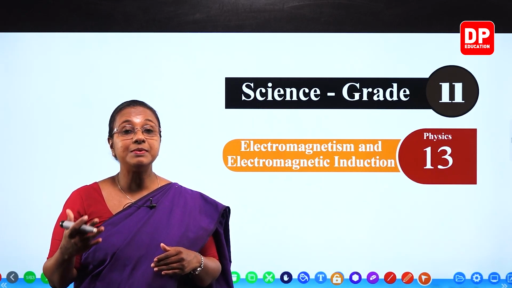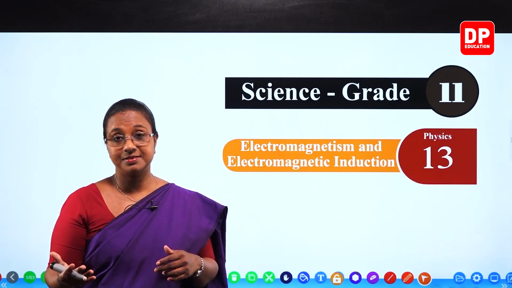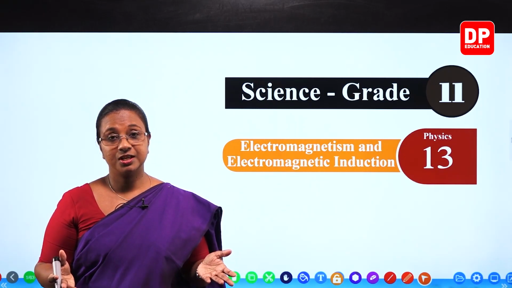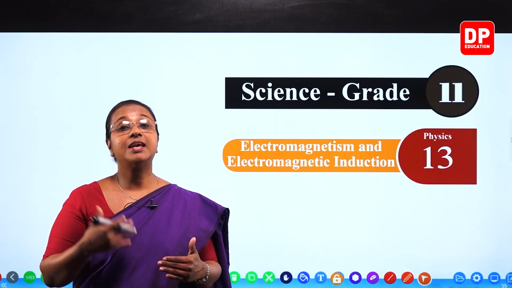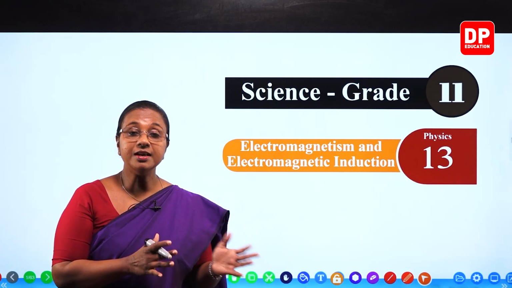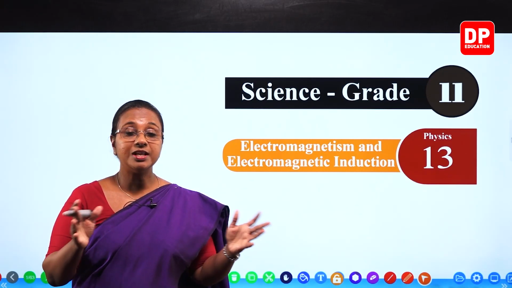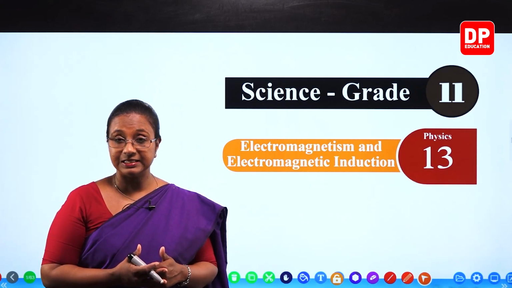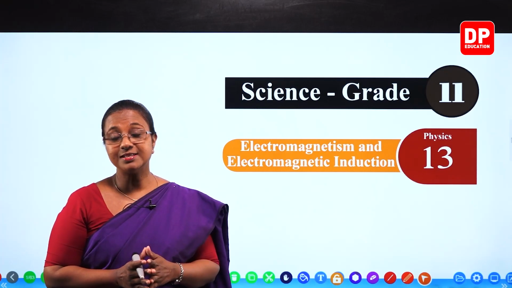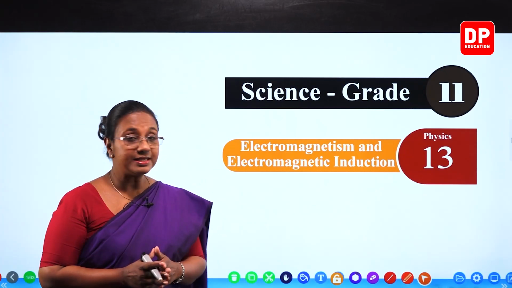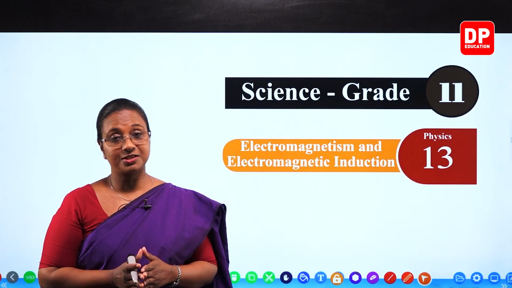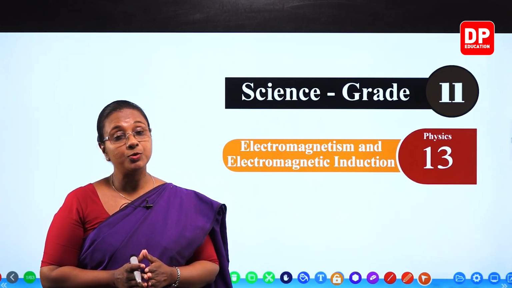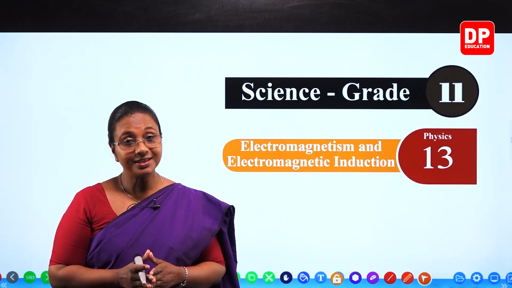How magnetism can be generated by electricity. And then electromagnetic induction. How electricity can be generated using magnetic field. So the relationship and how one another are interconnected. That is what we are going to discuss under this lesson. Electromagnetism and electromagnetic induction. So that is just the introduction to this lesson. With that, I will move on to the next slide where we look at the contents of the lesson.